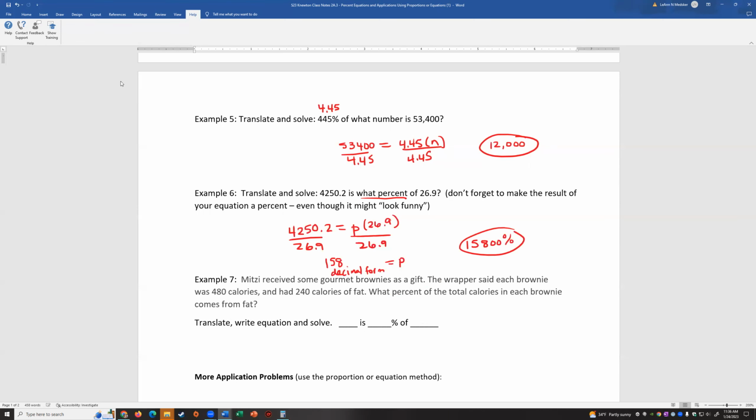15,800%, which if you think about it, 26.9 is the whole, and this is the part. This is way over 100%, way. So it's actually 15,800% bigger than 26.9.